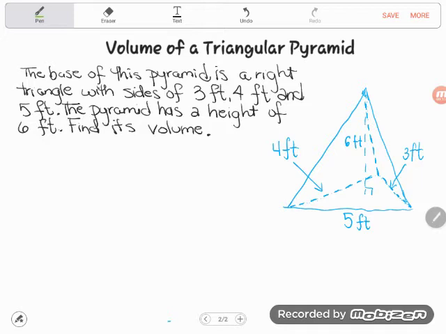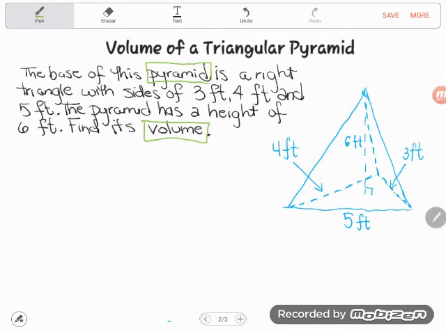It says the base of this pyramid is a right triangle with sides of 3 feet, 4 feet, and 5 feet. The pyramid has a height of 6 feet. Find its volume. So what are they asking us to find? Well, they're asking us to find the volume. Find the volume of what? Well, that over there is a pyramid, a pyramid with a base of a right triangle.